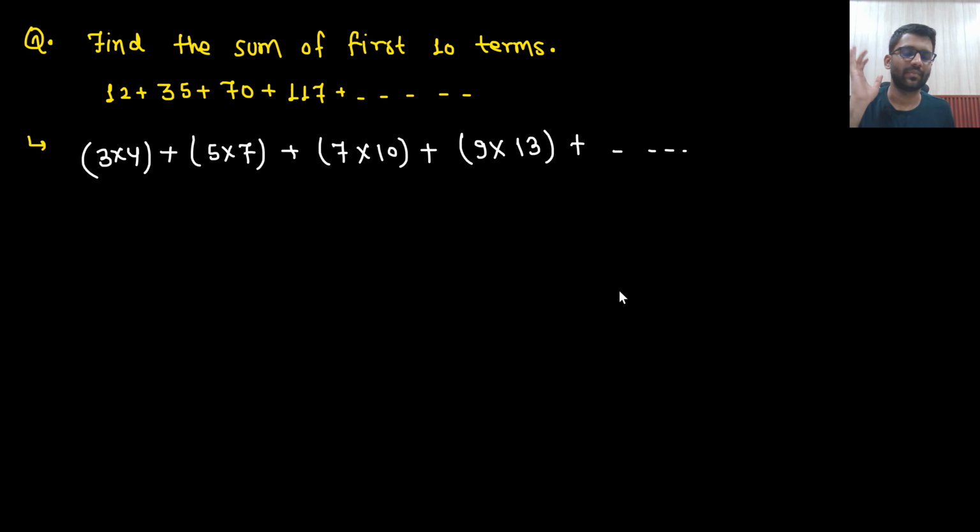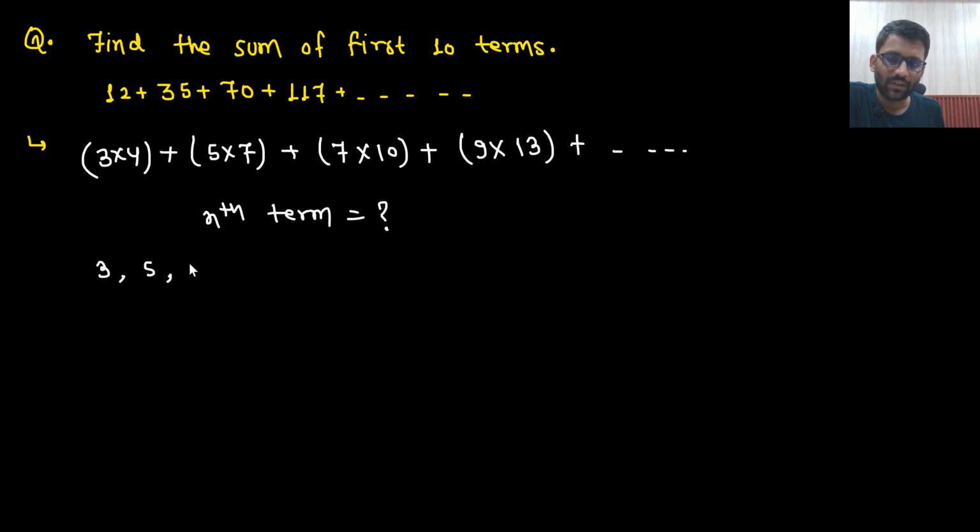Can you write down the nth term? Basically, can you write down the nth term? What will be the nth term? 3, 5, 7, 9. What will be the nth term? That would be a plus n minus 1 into d. So from 3 it would become 1 plus 2n.